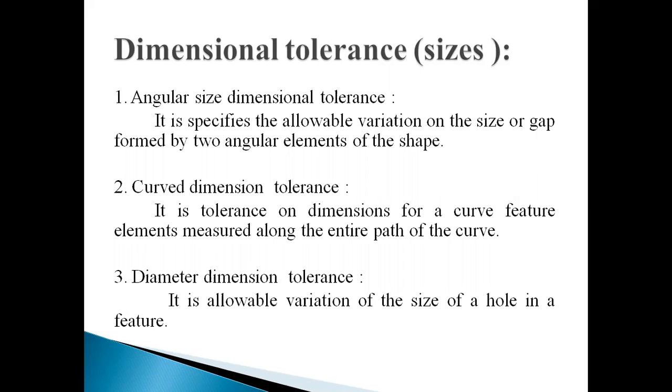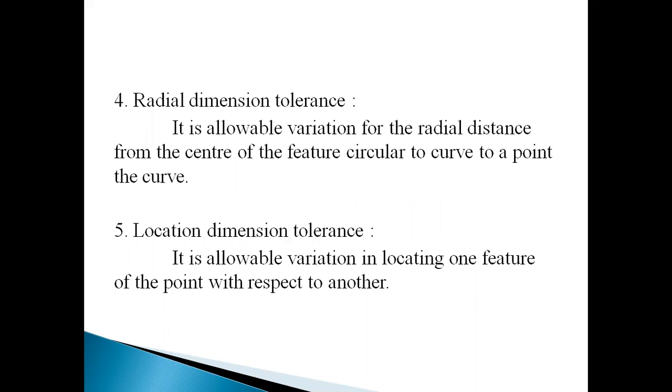Diameter dimension tolerance. It is the allowable variation of the size of a hole in a feature. Next, radial dimension tolerance. It is the allowable variation for the radial distance from the center of a circular feature to a point of the curve. It means variation occurs between the radial distance from the center of the circular feature to the curve.